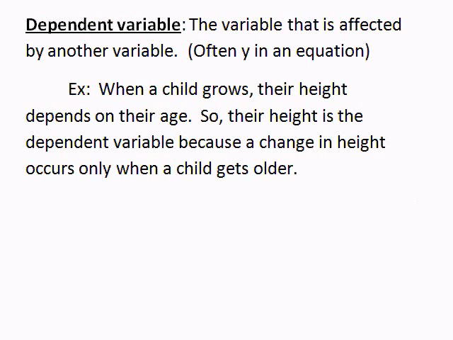So that leads us to dependent variable. A dependent variable is the variable that is affected by another variable. The dependent variable is often the y in the equation. Let's look at an example. When a child grows, their height depends on their age. So their height is the dependent variable because the change in height occurs only when a child gets older. In other words, their height depends on their age.